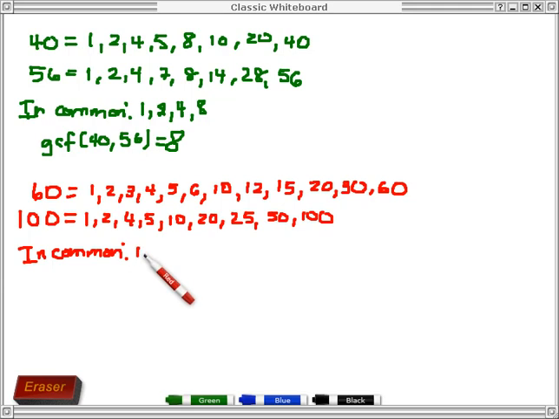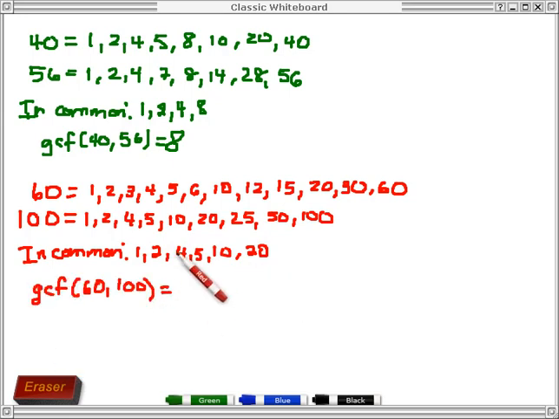So they both have a 1, as always. In this case they both have a 2. I see a 4 in both lists. I see a 5 in both lists. Now I see a 10 in both lists. Anything else? Yeah, we got a 20 down here and a 20 up here. And I think that will do it. 1, 2, 4, 5, and 10, and 20, and that'll do it. So the greatest common factor will be the largest of the factors that are in common, which is clearly 20.